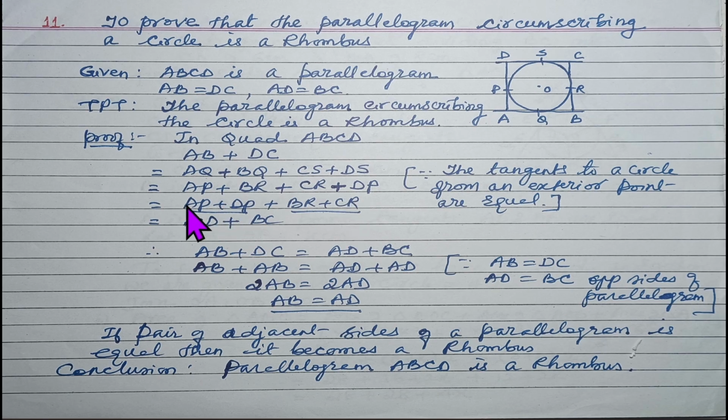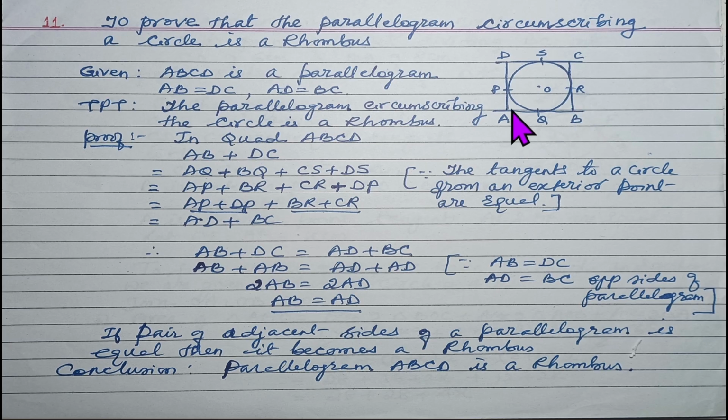Now rearranging them, we get AP plus DP plus BR plus CR. AP plus DP is nothing but AD. So I got AD here. BR plus CR is nothing but BC. That means what I have done here is that I have shown that AB and DC are equal.